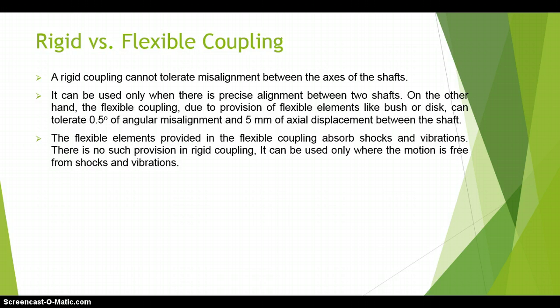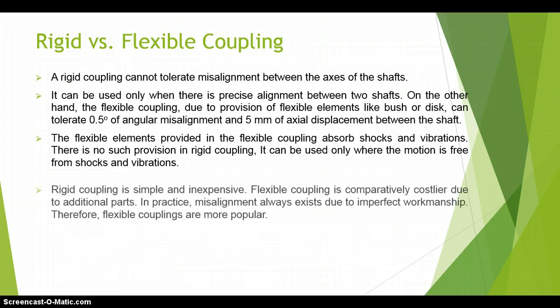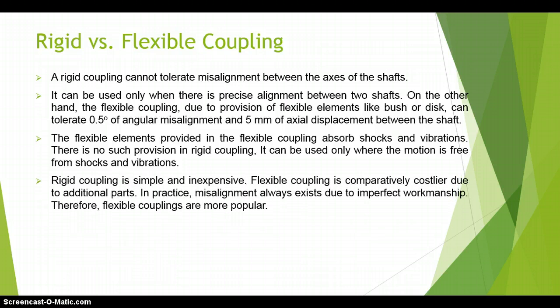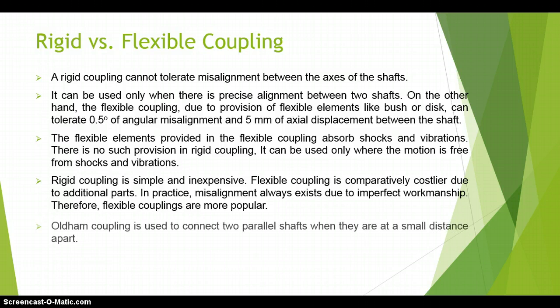The flexible elements provided in the flexible coupling absorb shocks and vibration. That is another advantage of flexible coupling. There is no such provision in rigid coupling. It can be used only where motion is free from shocks and vibration. The advantage of rigid coupling is that it is simple and inexpensive, whereas flexible coupling is comparatively costlier due to additional parts. In practice, misalignment always exists due to imperfect workmanship, so in most applications, flexible couplings are more popular.